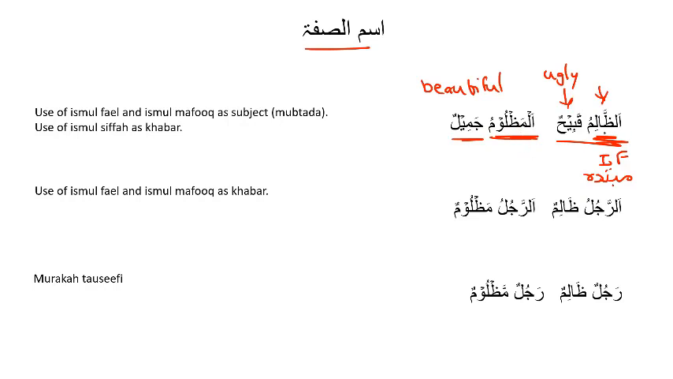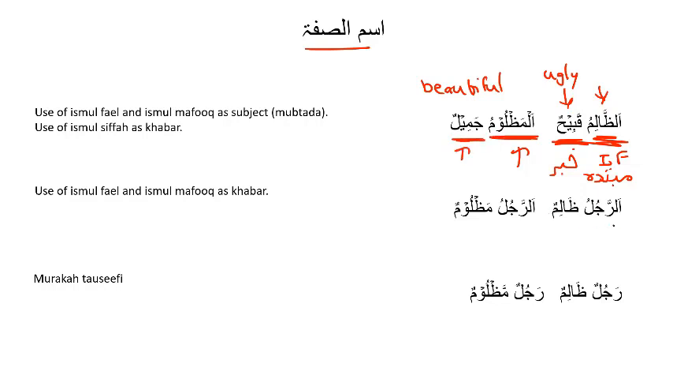Okay, so az-zalimu qabihun, this means that, notice az-zalimu is the mubtada or the subject, qabihun is the khabar. Do you remember this? To make a very simple noun-based sentence, the mubtada needs to be in definite form, marfu', and the khabar is in nakira, so that's what's happening here. Here the subject is actually ismul maf'ul, al-mazlumu, the victim is beautiful.